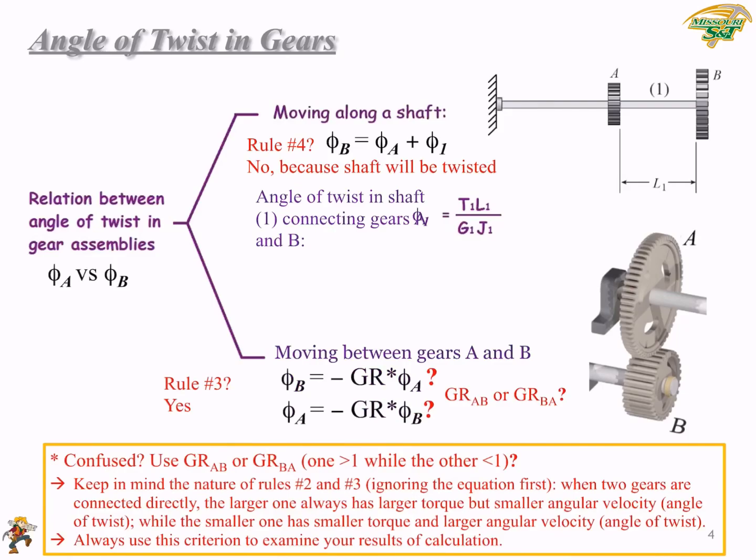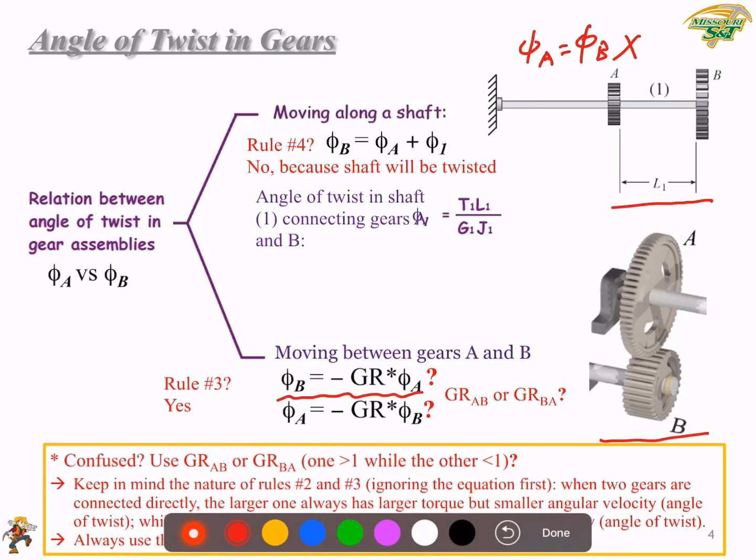Okay, so here let's compare these two gears. Gear A is larger, gear B is smaller. So gear A should always have a smaller angle of twist. So in the first equation, when we ask the relation between phi B and phi A, and use this equation to describe their relation, do you think the gear ratio is larger than 1 or smaller than 1?